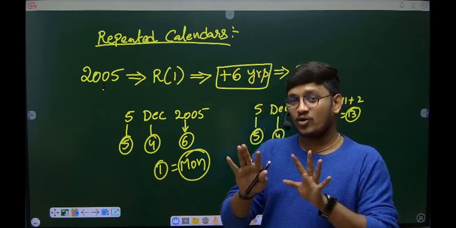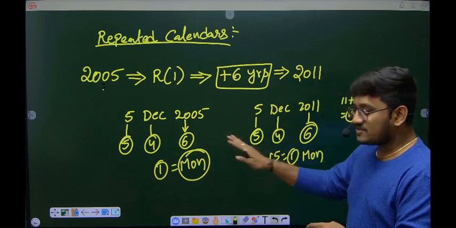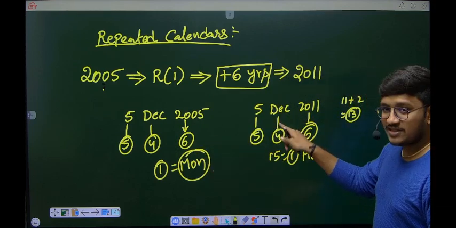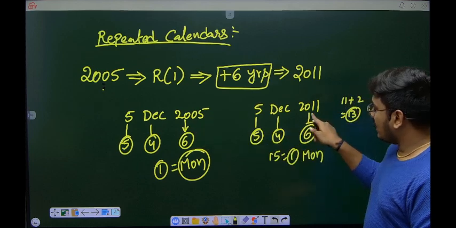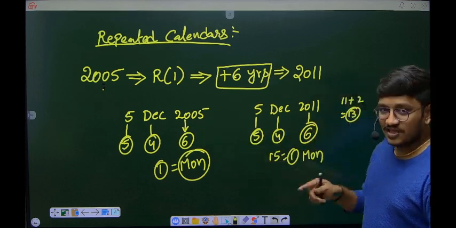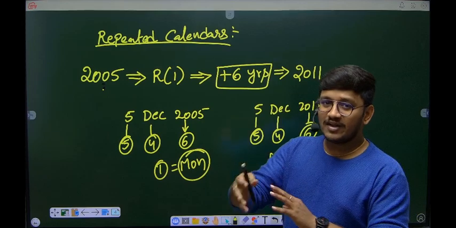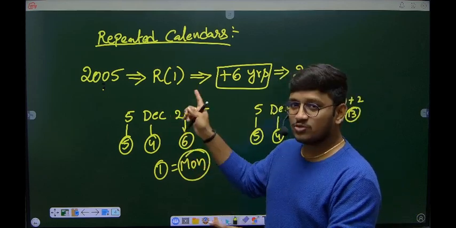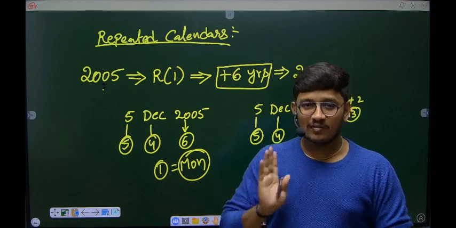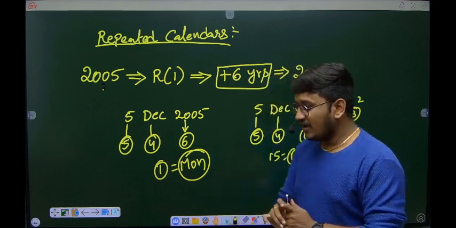If you want, you can cross check it. Here is the proof: I took the same date and month in 2005 and 2011, and I got the same answers. If you want, you can take some random date of birth from 2005 and 2011, and you will definitely get the same answer. Hope you all are clear with this.